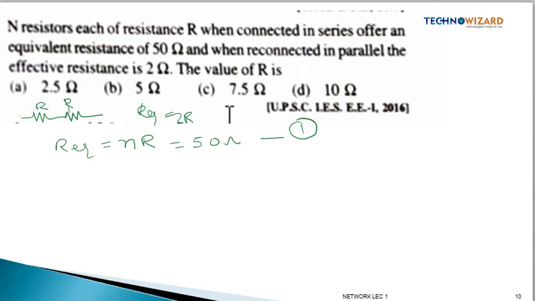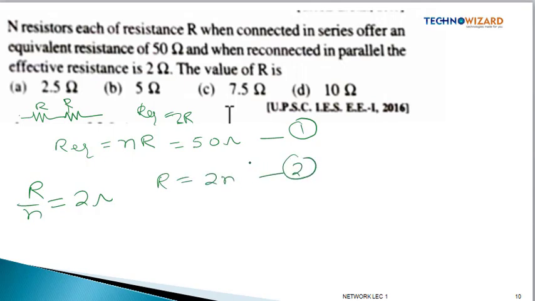Next it is saying that when reconnected in parallel the effective resistance is 2 ohm. It means when the same n resistors are connected in parallel, the equivalent resistance is 2 ohm. It means R by n is equal to 2 ohm. I have already told you the formula: if n resistors are connected in parallel, then the R equivalent formula will be R by n. So from here R is equal to 2n.